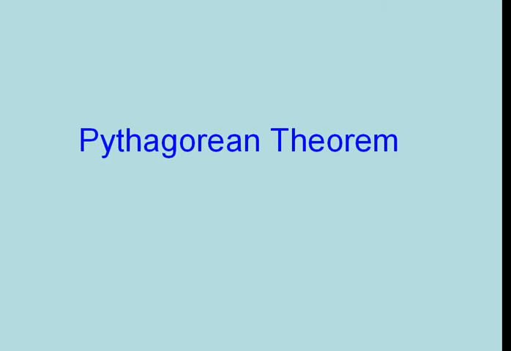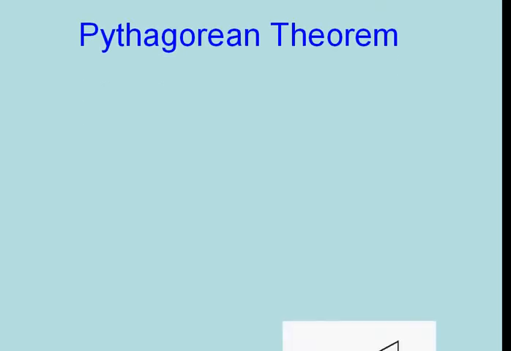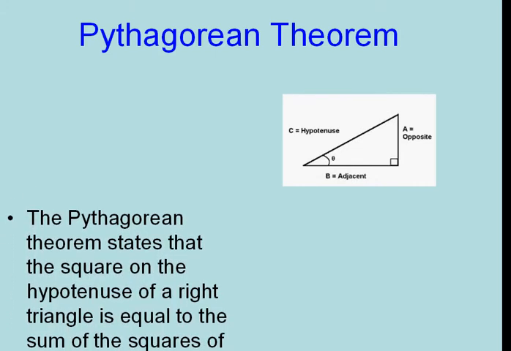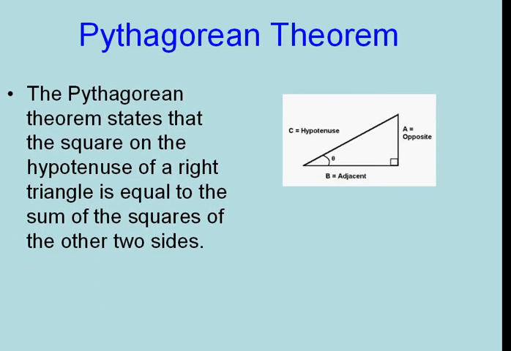Let's begin with the Pythagorean theorem. The Pythagorean theorem states that the square on the hypotenuse of a right triangle is equal to the sum of the squares of the other two sides. a squared plus b squared equals c squared. a is the opposite side, b is the adjacent side of the angle theta in this diagram, and c is the hypotenuse. a squared plus b squared equals c squared.